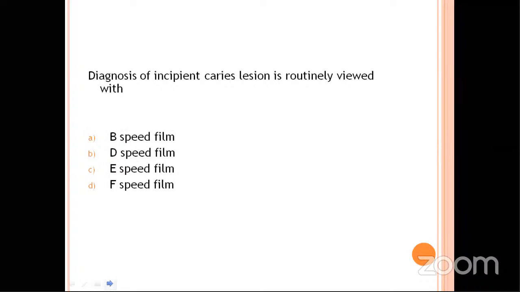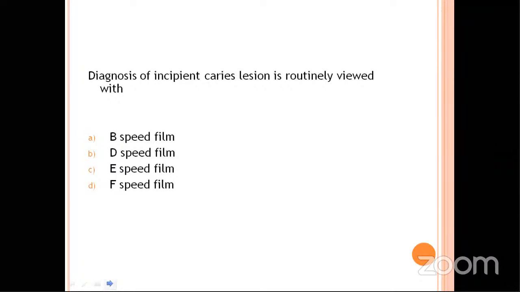Diagnosis of incipient caries. Incipient, which means very early caries, is routinely viewed with what speed film? So I told you the films are categorized based upon the size, based upon their use, and based upon the crystals present, whether tubular or grainy. It depends upon the grains which are present in the film microscopically.